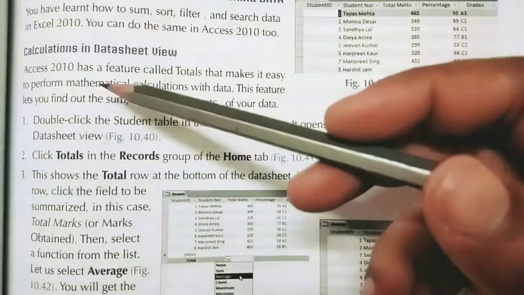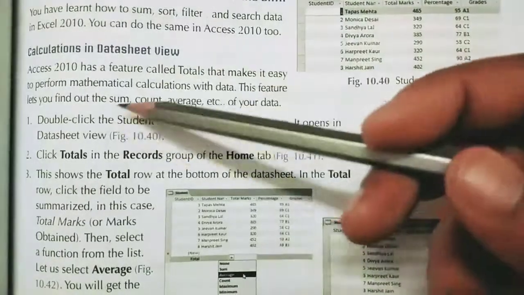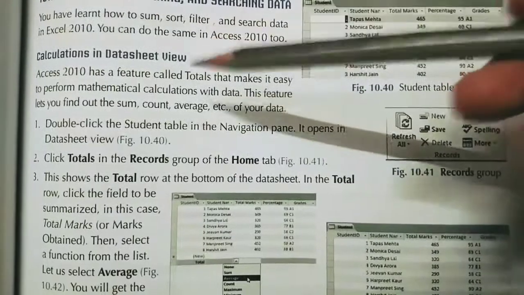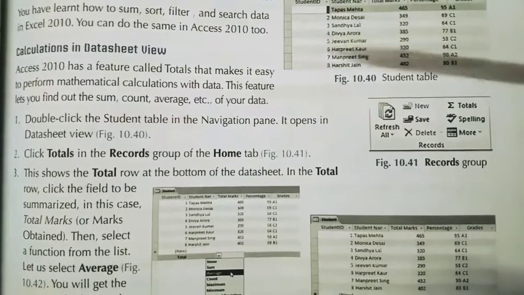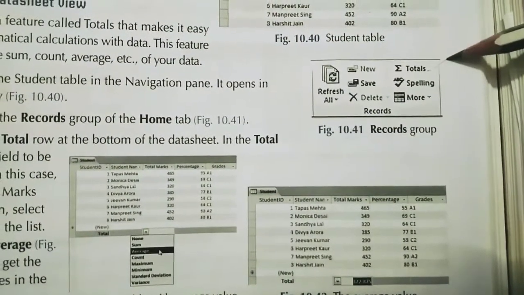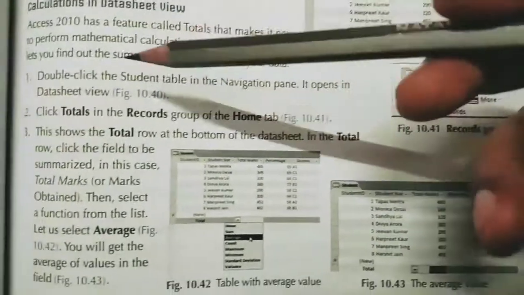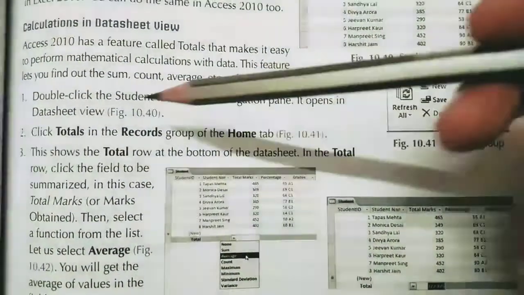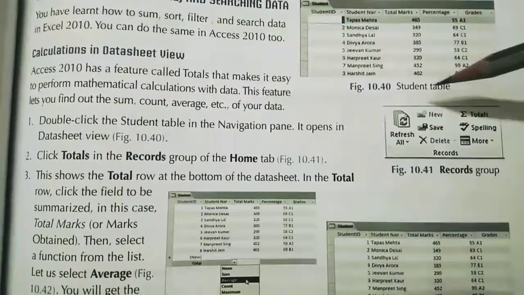See here. Access 2010 has a feature called Totals that makes it easy to perform mathematical calculation with data. Access 2010 has some unique features which will help in mathematical calculation. In the Records group this Totals option is given, and it is used for calculation purposes. So what to do? Double click the student table in the navigation pane. It opens the datasheet view of the student table.